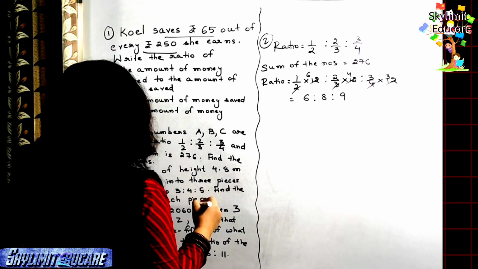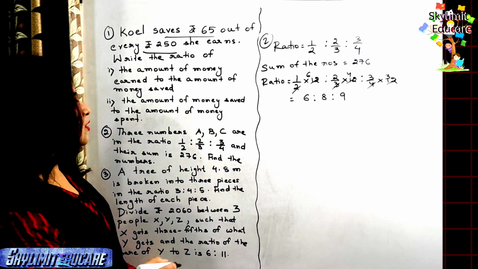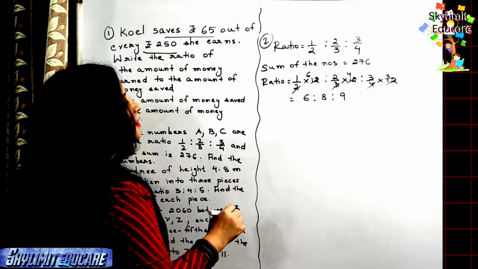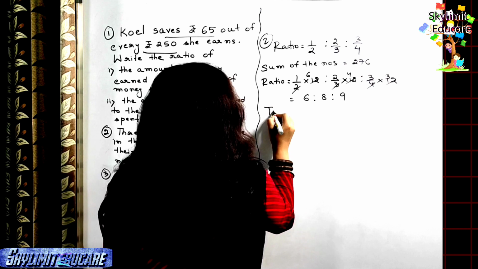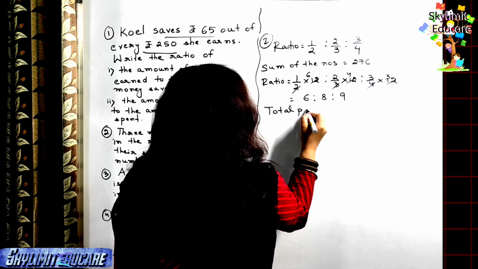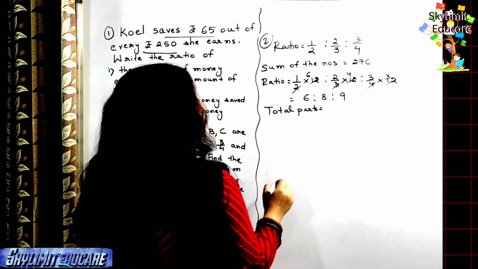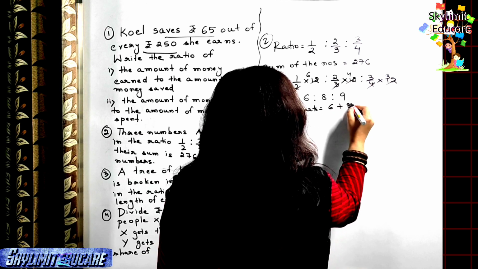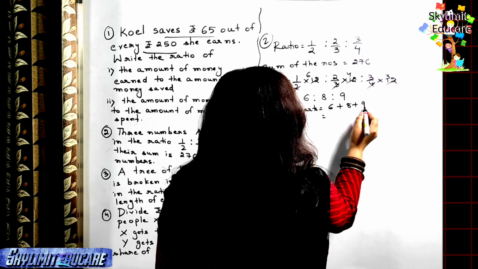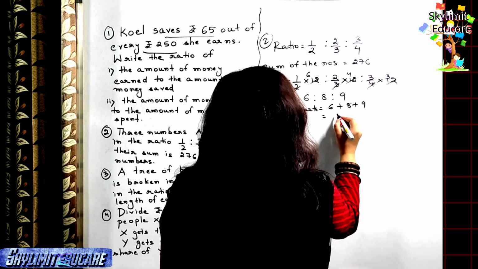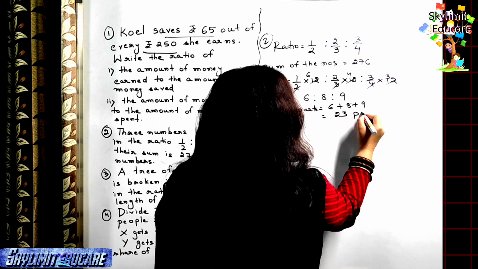Now students, there are 2 ways by which you can solve it. You must have learned it in your 6th class. What is that? The total parts method. We can find out the total parts. In the total parts you are supposed to add all the ratios. 6 plus 8 plus 9, so that gives us 9 plus 8 is 17, 17 plus 6 is 23. So 23 parts.